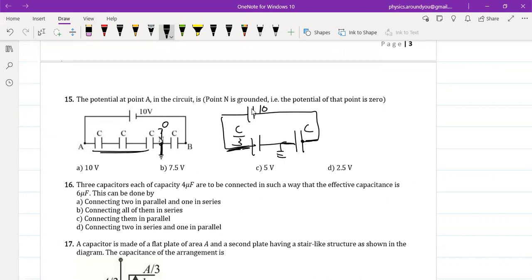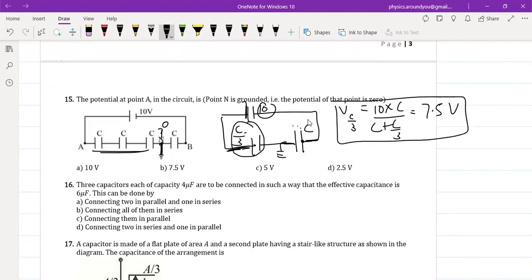Now this C by 3 and this C are in series with each other. Again, the same physics. The positive plate, imagine pulling out one electron. The same electron should go and sit on this. So the two capacitors are in series. The voltage across C by 3 is the main voltage 10 into the other capacitance C by the sum of the two capacitances. This is a trick: main voltage into adjacent capacitance by sum of the capacitances. So this would give around 7.5 volt.